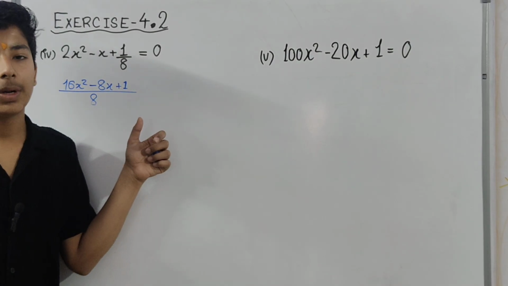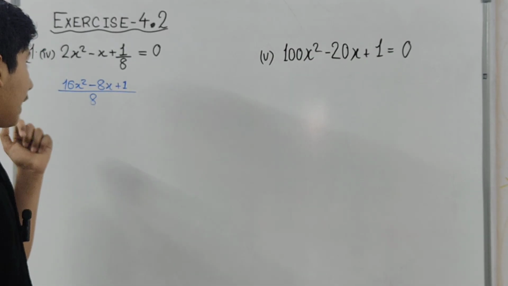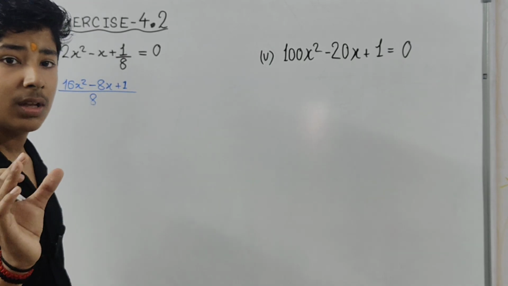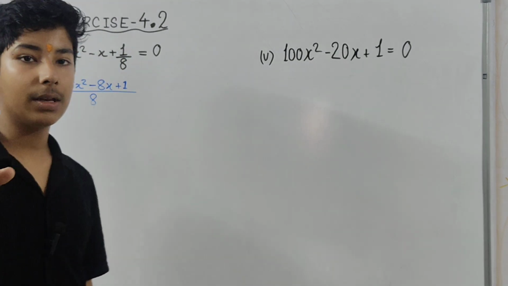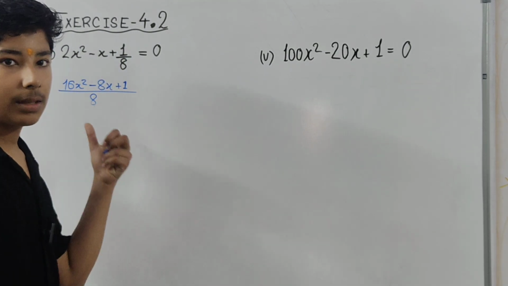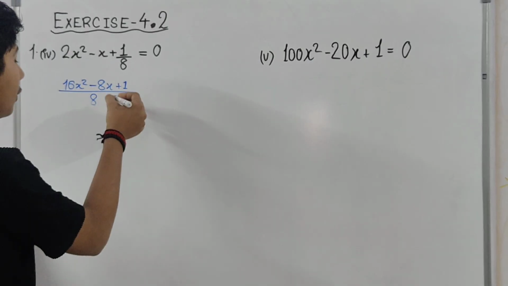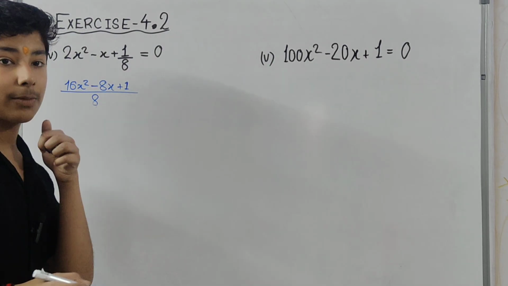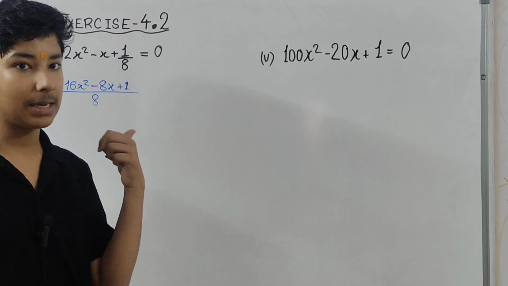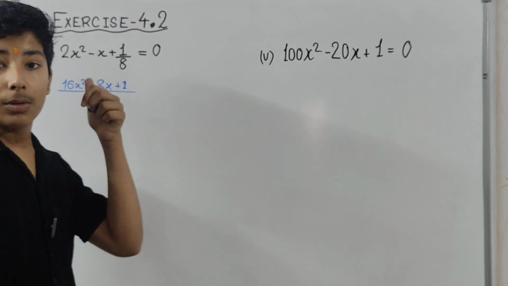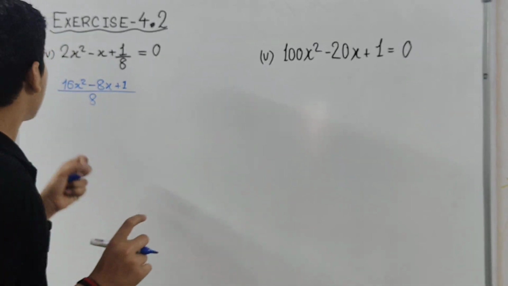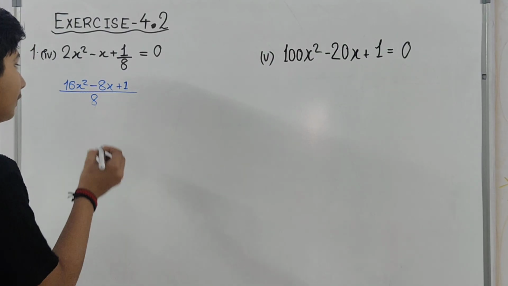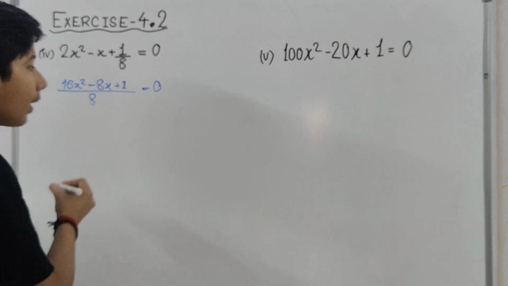Two numbers which when we multiply become 16x square, but when we add them become minus 8. So it is sure that both numbers will have minus sign, so that minus into minus is plus and minus plus minus is minus. When you see, 4 into 4 is 16 and 4 plus 4 is 8, but we'll have to take minus sign. So minus 4 into minus 4 is plus 16, and minus 4 plus minus 4 will be minus 8. So yes, our numbers are minus 4 and minus 4.